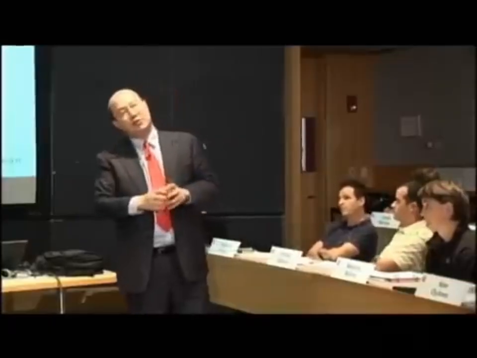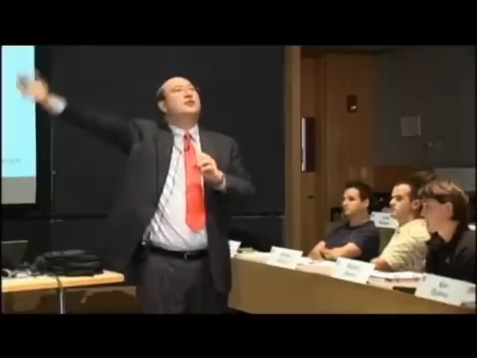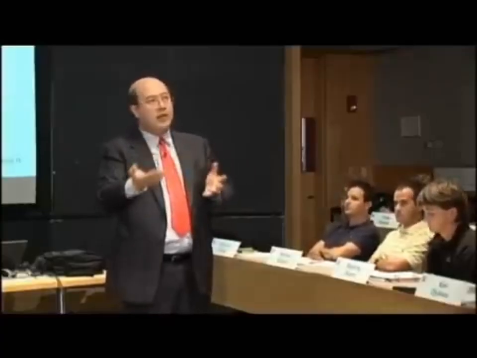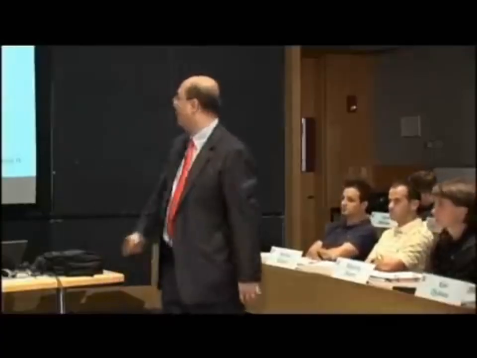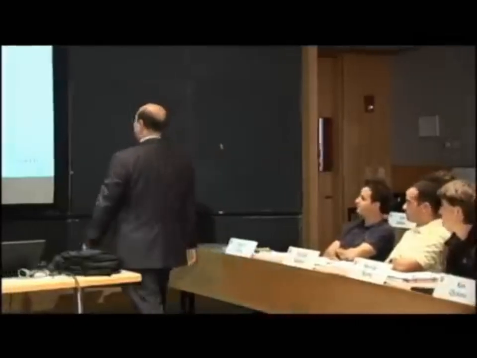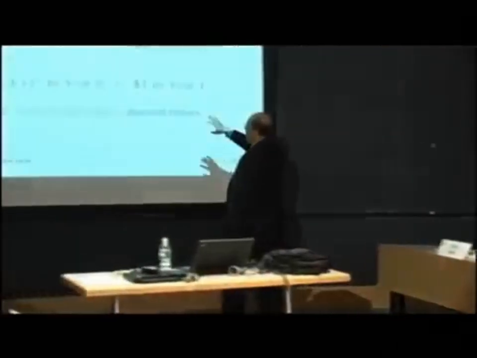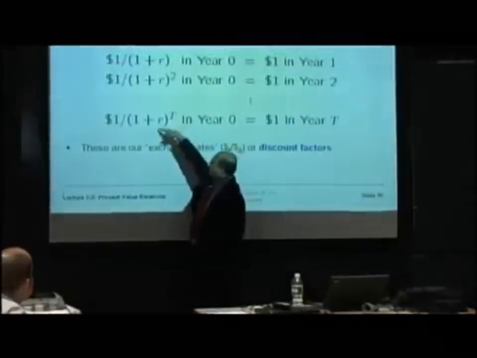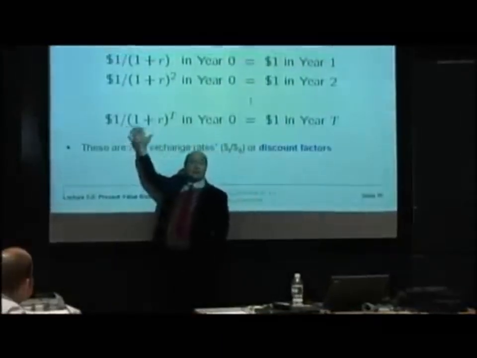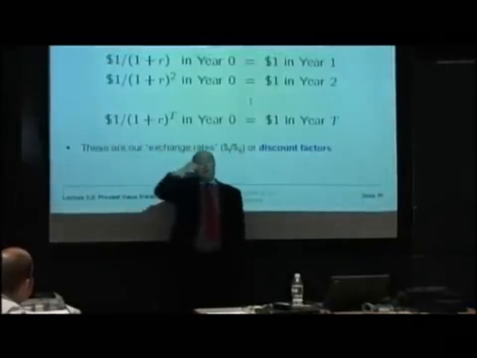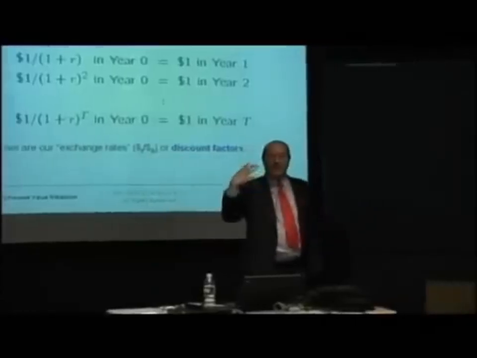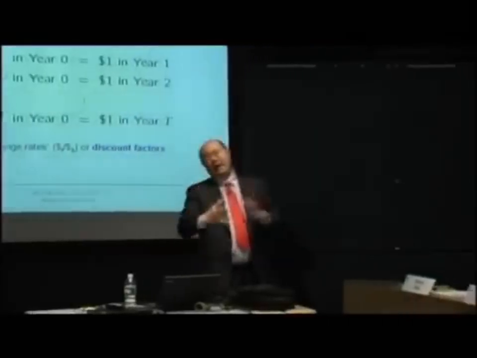What about the exchange rate between $1 2 years from now and today? What is that? 1 over 1 plus r squared. That's right. And so on. So the exchange rates or discount factors are simply related to the little r's in this manner. Okay? That's the mechanics and mathematics of present value.